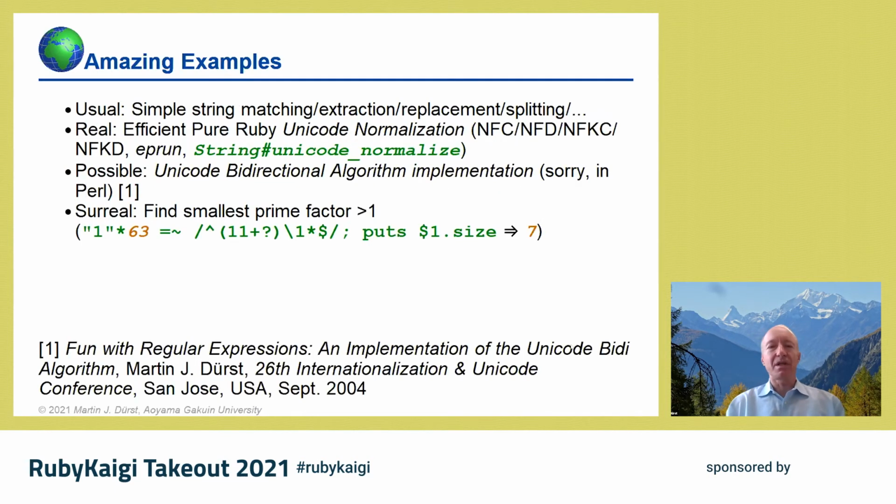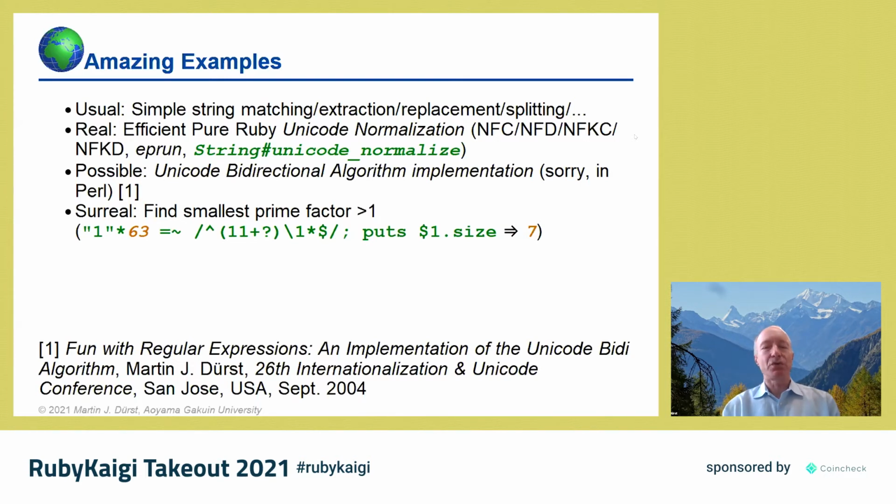Now let's look at some examples of amazing. First, we have the usual stuff: simple string matching, extraction of pieces from longer strings, replacement of pieces of string by other pieces, splitting strings into various parts. That's the bread and butter. That's a big part of what Ruby is used for, and that's where regular expressions are at their best. Then another example, this is a real example, an example in production in Ruby.